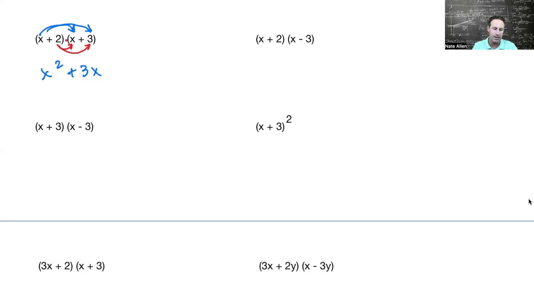So first we did the x to the x and got x squared, then the x to the 3, which gave us 3x. Now we're doing the 2 to the x and the 3, which gives us another 2x's and a positive 6. And then as always, we like to simplify things, which the only things that we can make look simpler is the 3x's plus the 2x's to give me a total of 5x's with our x squared and our 6.